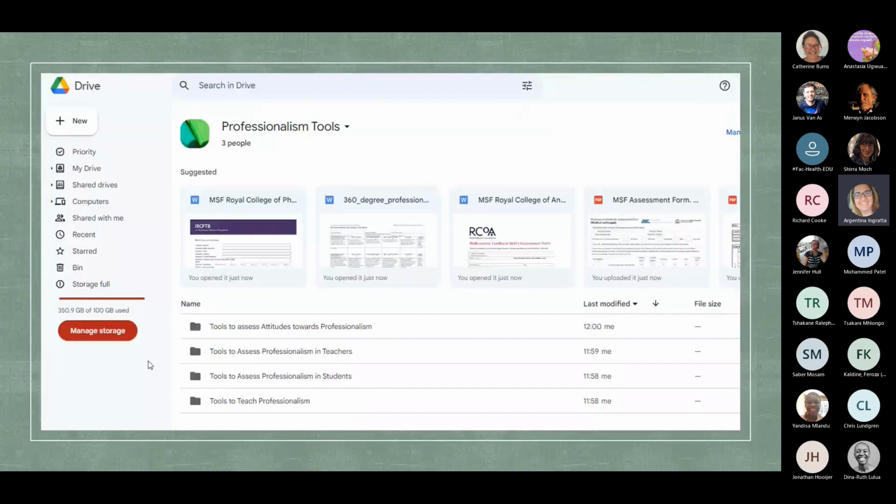So I've created a drive that contains various bits of information, and all the tools that have been mentioned today, particularly a 360 assessment. There are tools to assess the attitudes towards professionalism in your training space, if that is something that you want to do. These are all existing tools, and you can tap into these and contribute to them. So if you would like to contribute, please put your details in the chat, and I'll add you on, and let's collectively put together something that we can all share to help us do better at this than we currently are.